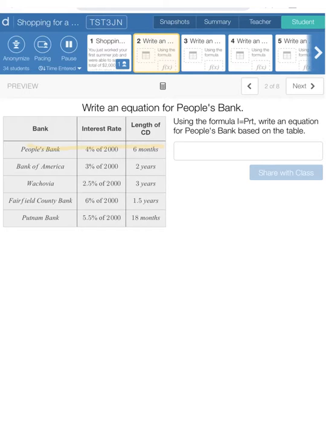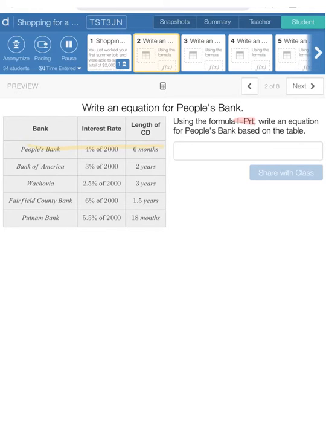So we have an interest rate of 4%, and of 2,000, the 2,000 represents the amount we're depositing. If you look at the first slide, it says you want to deposit $2,000. So 2,000 is our principal amount. Length of CD, we talked about, just means time. The CD doesn't mean anything other than that's the time period we're putting this money into the account for. So we have our formula, I equals PRT. And for this question, we'll write an equation to find the interest of People's Bank.